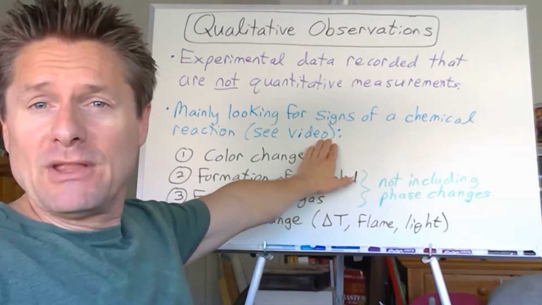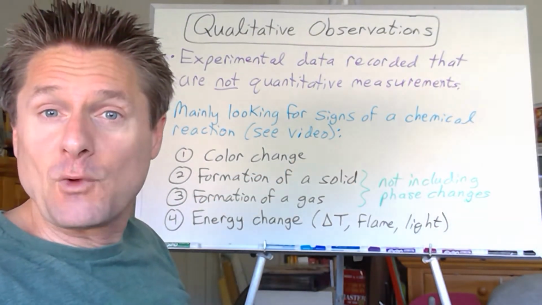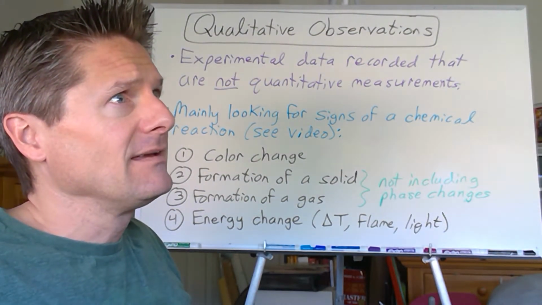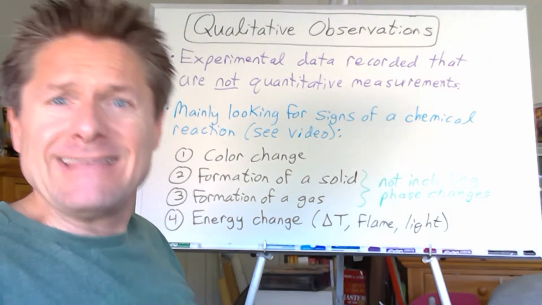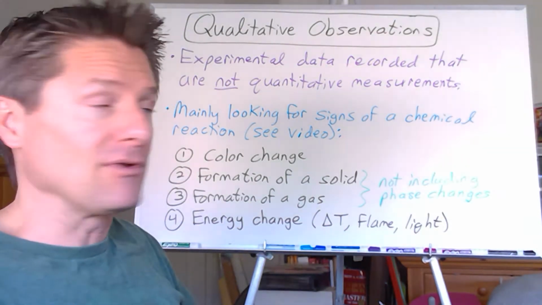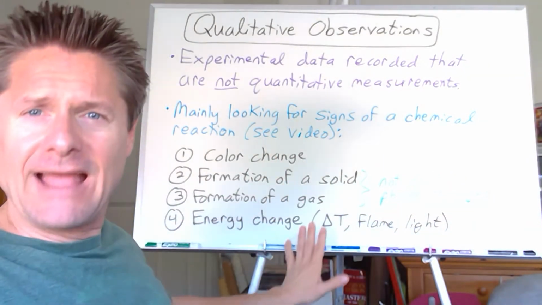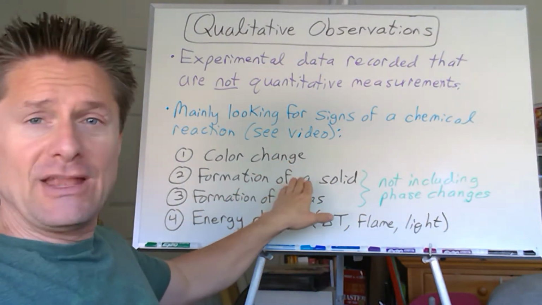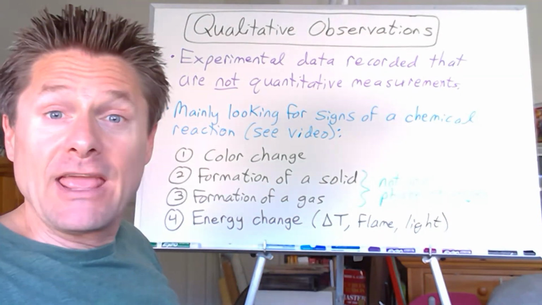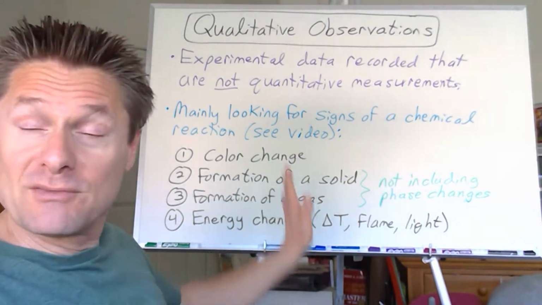So I would highly recommend you review the video for signs of a chemical reaction. I forget what chapter section that was, but it's easy to find. It's probably under starting chemical reactions, because those are chemical changes. Look through the signs of a chemical reaction, including color change, formation of a solid, formation of a gas, and a change in energy. Now, change in energy is not always noticeable. Sometimes it's just one of these, sometimes it's more than one.